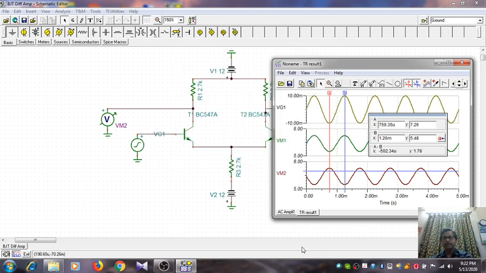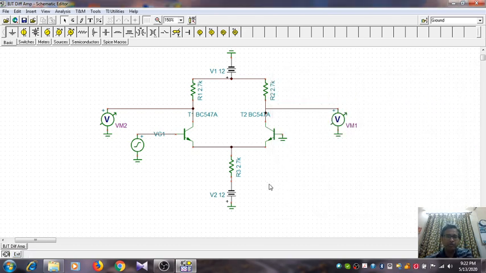Good. So that completes the experiment regarding the differential mode, but we need to find out the common mode rejection ratio, or CMRR. For that we have to connect the transistors in common mode form. What is that? Common mode is, as we know, that the same input signal is applied at the base of both the transistors.